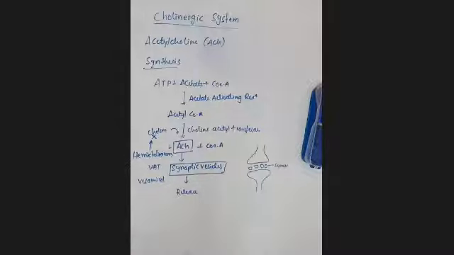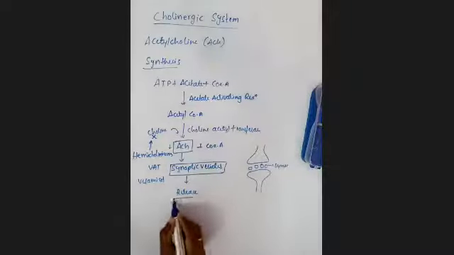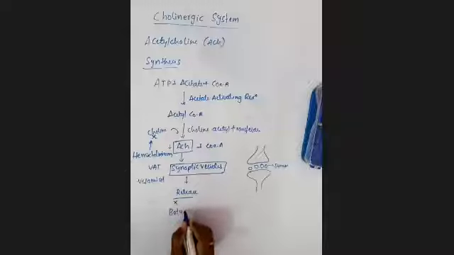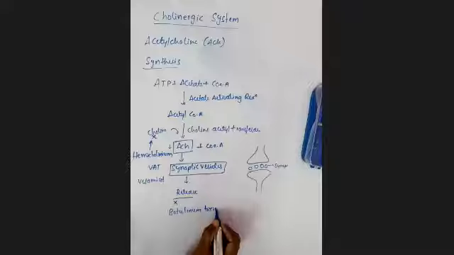Clear? Next one is the release. The release of acetylcholine is inhibited mainly by one toxin, you will call it botulinum toxin. With the help of this toxin, the release can be inhibited. Okay, this is about the synthesis, storage, and release of the acetylcholine molecule, right?